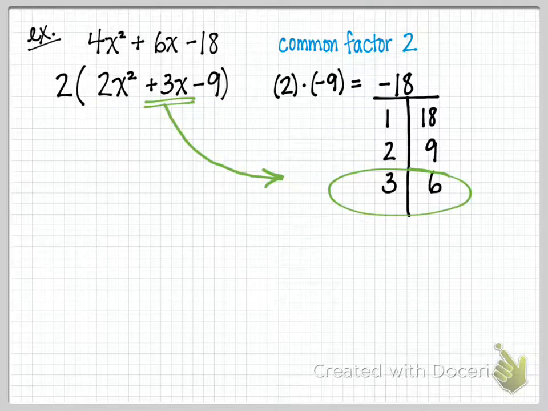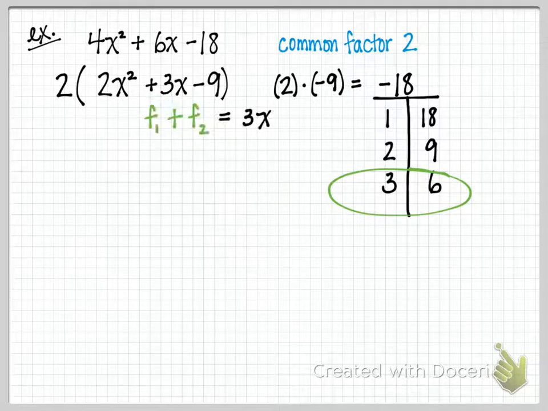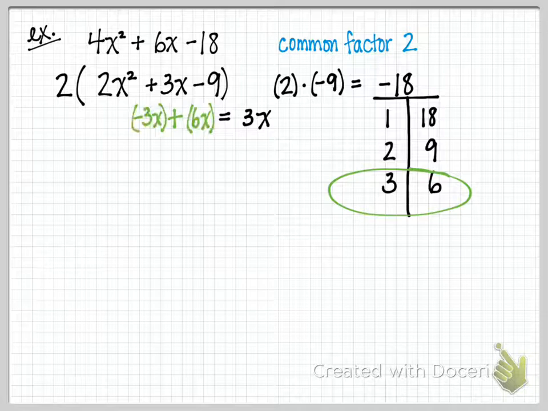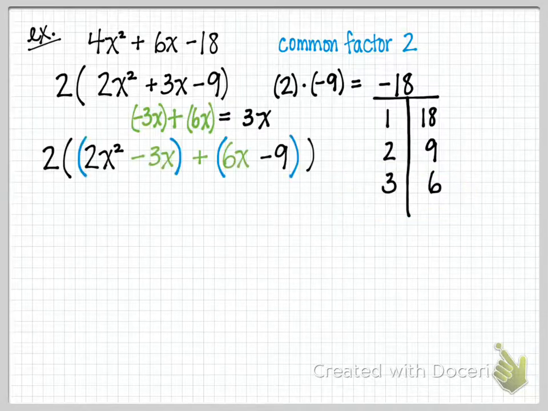And since one will be positive and one will be negative, we're looking at the difference, which has to be this 3 in the middle there. We want two factors that add together and give us 3x. And we know that that would be -3x and +6x. So I write my grouping out here.